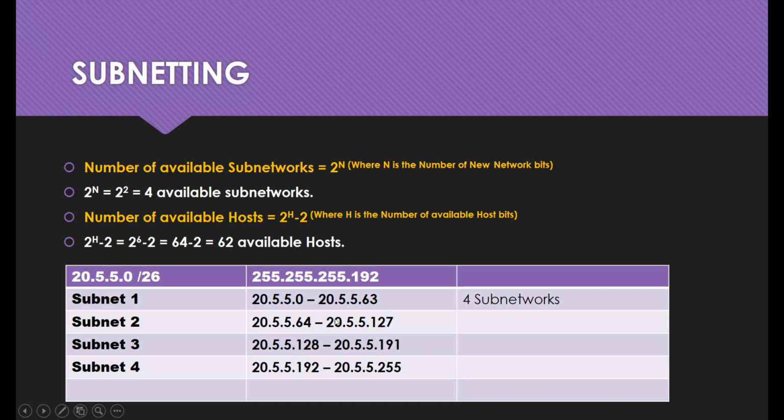So 128 to 191, just before 192, because 128 plus 64 will give us 192, and 192 to 255, just before 256, because 192 plus 64 will give us 256. So that makes 4 subnetworks. That's the easiest way to be able to create your subnetworks.